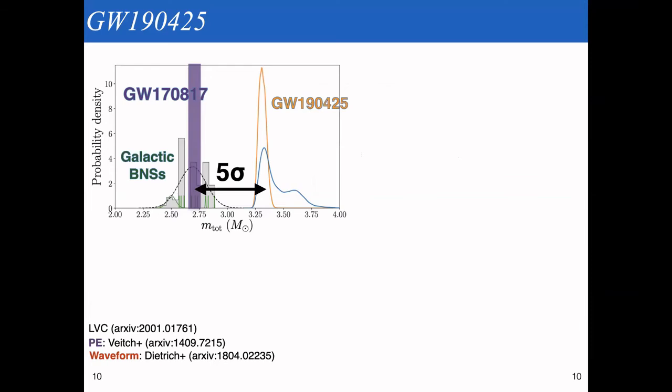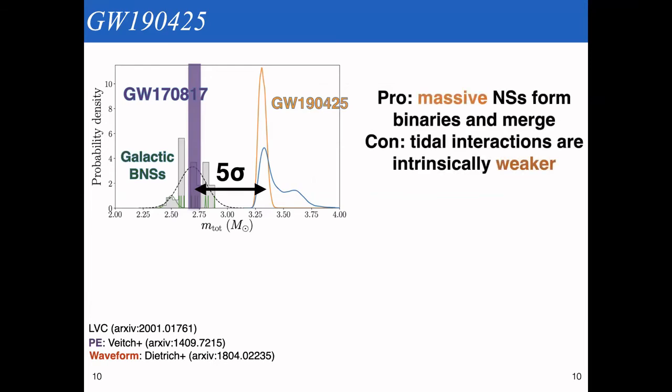So this is both good and bad. It means that we have massive neutron stars out in the universe that form binaries and merge, so we can observe them. And because they're more massive, they probe higher densities in the equation of state. The con is, of course, that the more massive a neutron star is, the more compact it is.